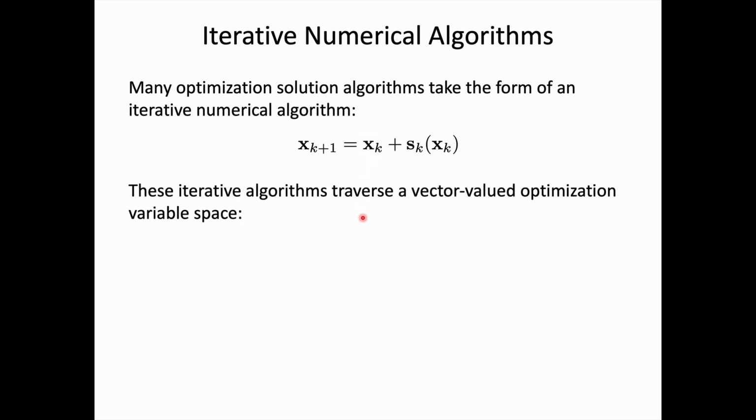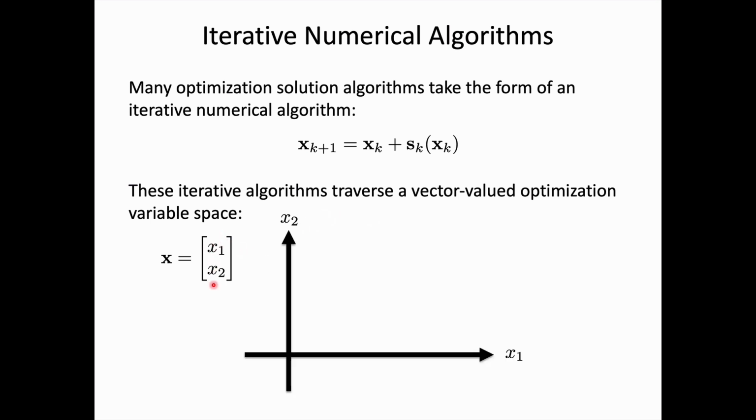These iterative algorithms traverse a vector-valued optimization variable space. Suppose we have the case of two variables. The length of the vector x is 2. Here we're going to visualize what one step in this iteration might look like in this space where we have x1 and x2. Suppose here's a point, an arbitrary value of x within the optimization space. We can think of that as a vector, xk. So this is the kth value of x, and we have this vector pointing from the origin to this point.